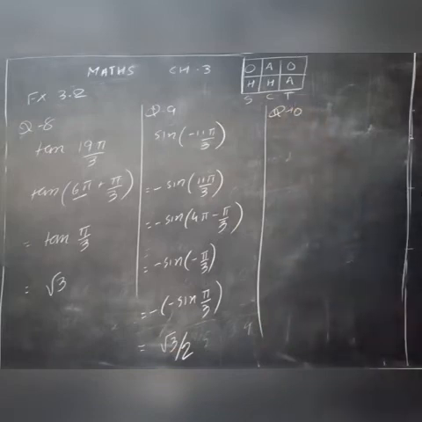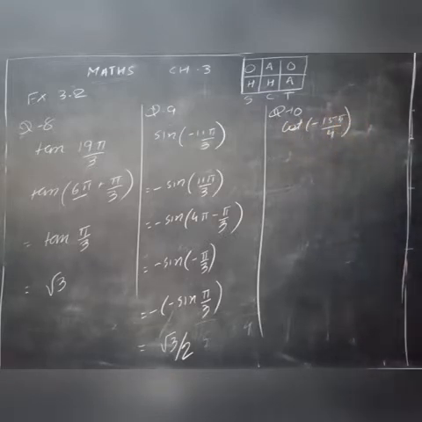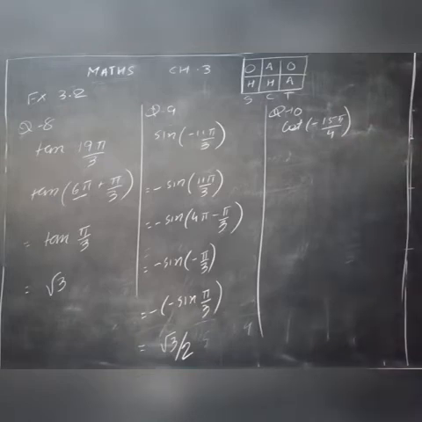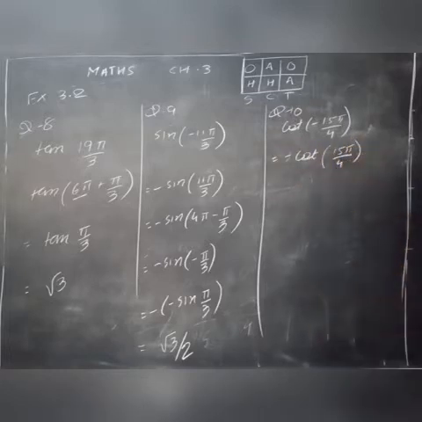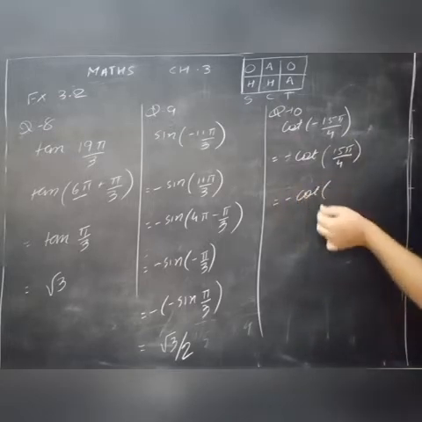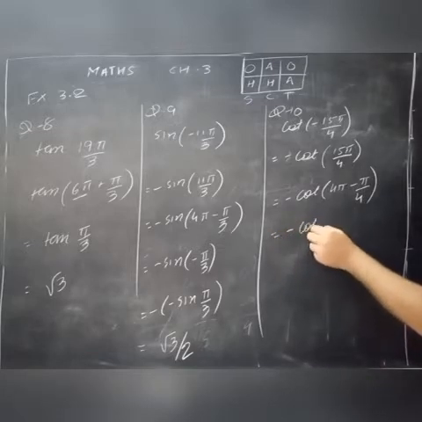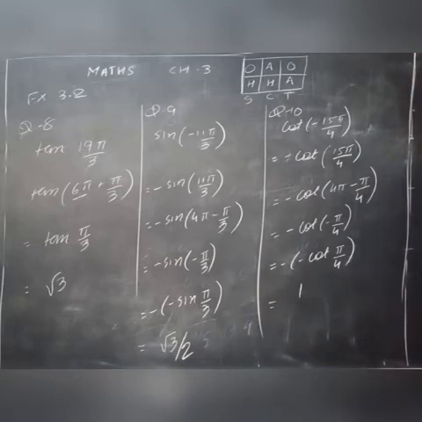Let's try to understand the 10th question, where it is given cot minus 15 pi by 4. Sine, tan, cot, and cosec, these four functions are odd functions, and cos and sec are even functions. So cot is also an odd function, it will be minus outside, and I will have 15 pi by 4. Now I can write 15 pi by 4 as 4 pi minus pi by 4. 4 4s are 16, minus 1 will give me 15, right? So I can neglect 4 pi as this is the principal period. This minus 1 will come outside, and we have minus minus plus, and cot pi by 4 is 1.